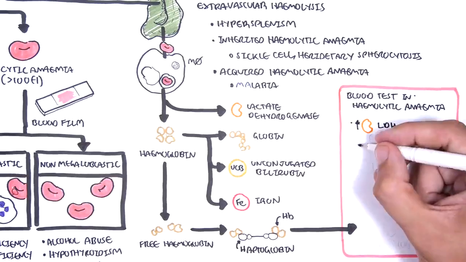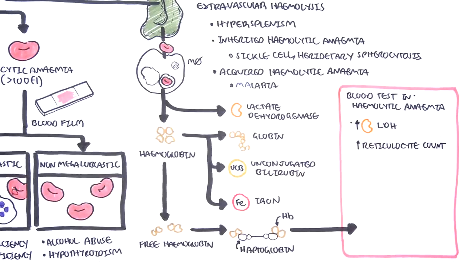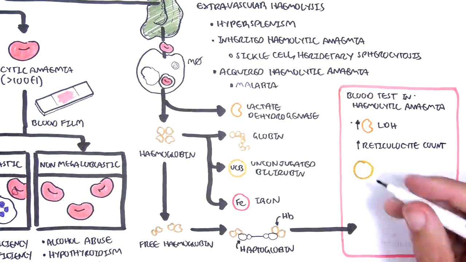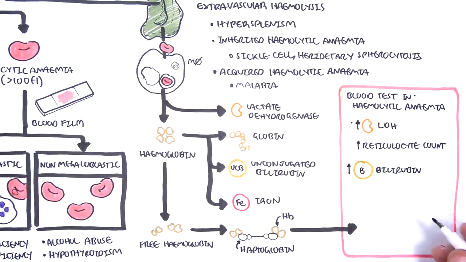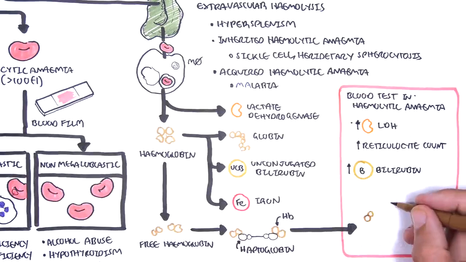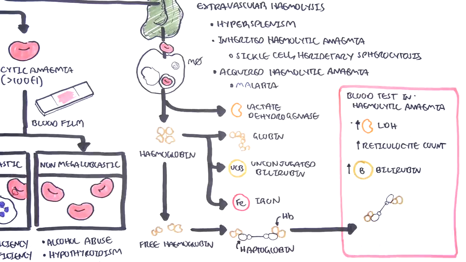which should be elevated, the reticulocyte count, which should be elevated because the body is trying to compensate by producing more red blood cells. There should be an increase in bilirubin, which also means the person can present with jaundice. And finally, low haptoglobin levels, because they are bound to free hemoglobin and are being cleared up by the body.